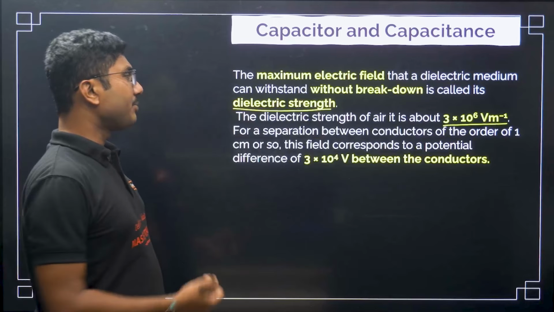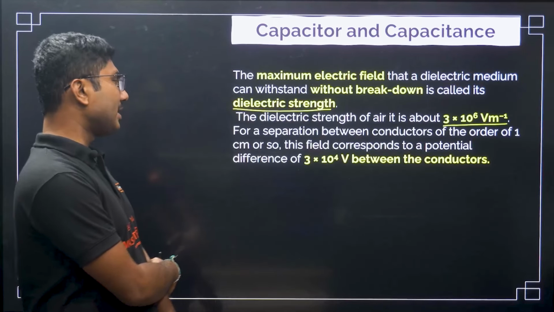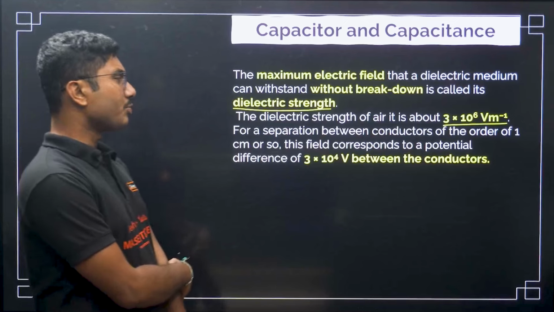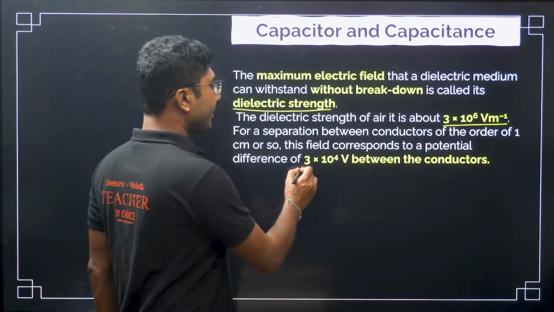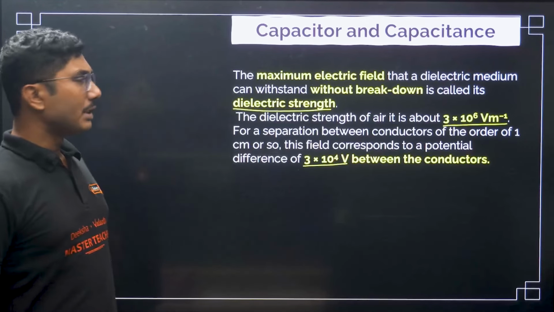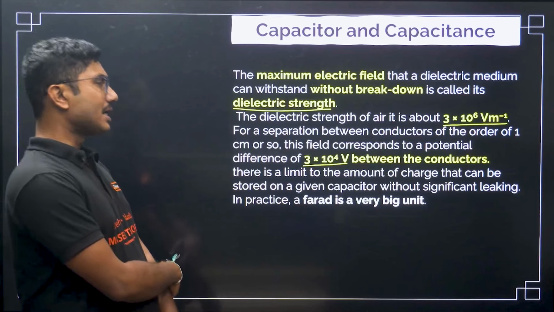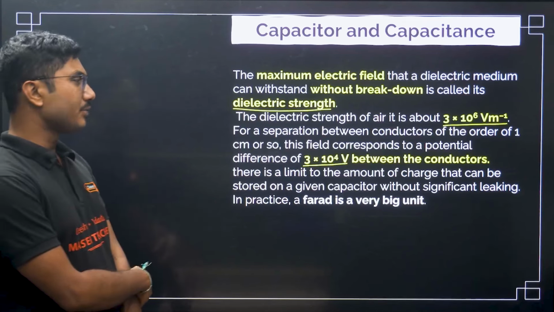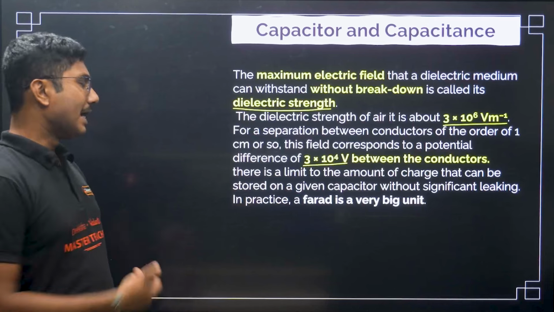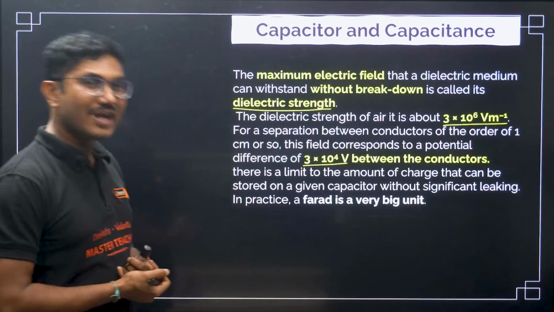For a separation between conductors of the order of 1 centimeter or so, this field corresponds to a potential difference of 3 × 10^4 volt between the conductors. There is a limit to the amount of charge that can be stored on a given capacitor without significant leaking. In practice, a farad is a very big unit.